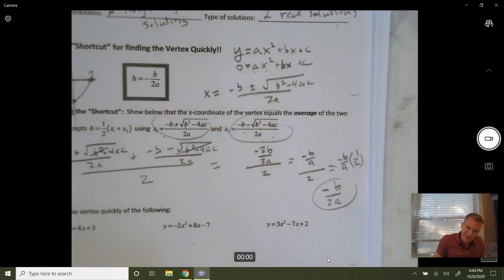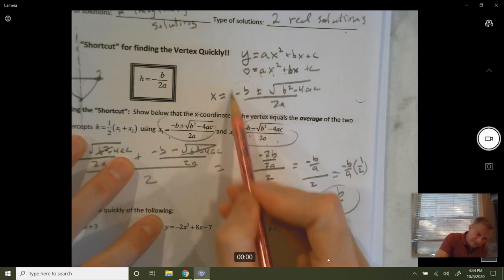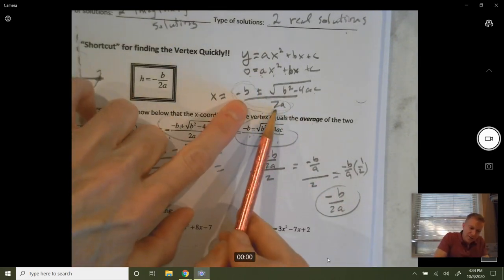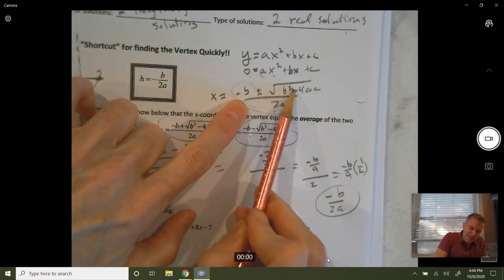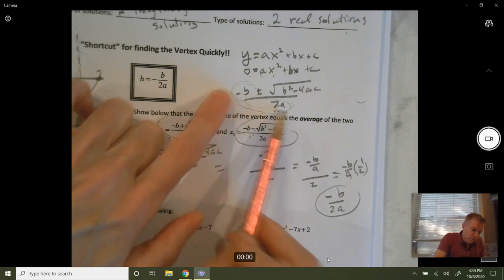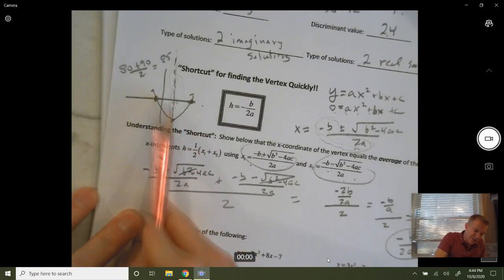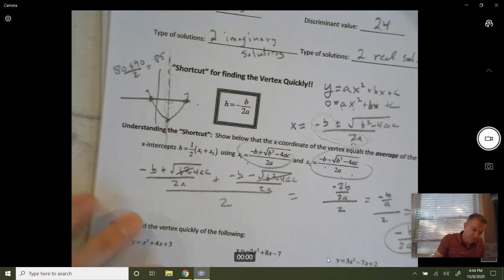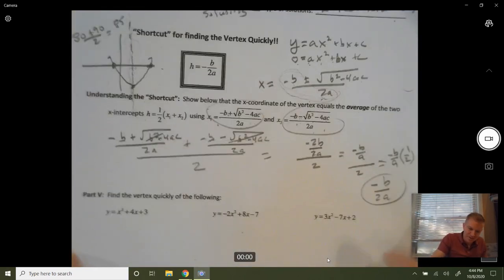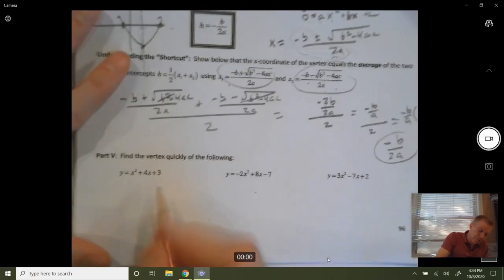If you think about it, that kind of makes sense when you look at this. Okay. You've got your x value, and you're adding and subtracting the same distance from the opposite of b over 2a to go to the right and to the left of the x value of your vertex. Okay, so let's use this. From this, we're going to find the vertex quickly in these three parabolas.